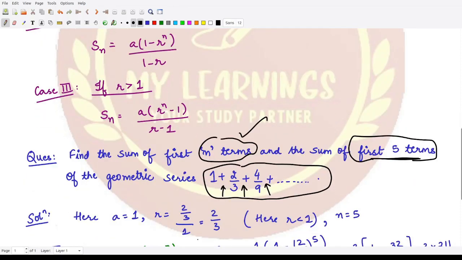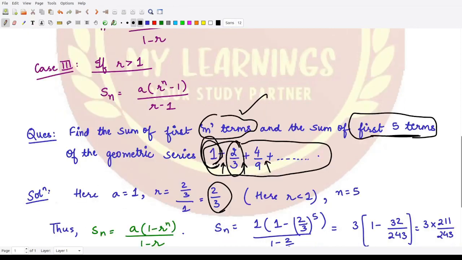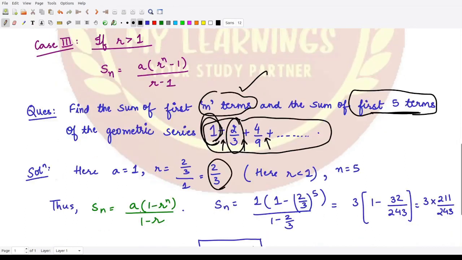So here a is given to be 1, clearly it is 1, right? What would be the common ratio? Common ratio is obtained when you divide the second term by the first term. So you divide 2 by 3 by 1, which is 2 by 3. Now you can notice here that 2 by 3, which is r, is less than 1, hence we will calculate the sum using the formula a into 1 minus r raised to power n divided by 1 minus r. Here n is equal to 5 because we are to calculate the sum of first 5 terms.